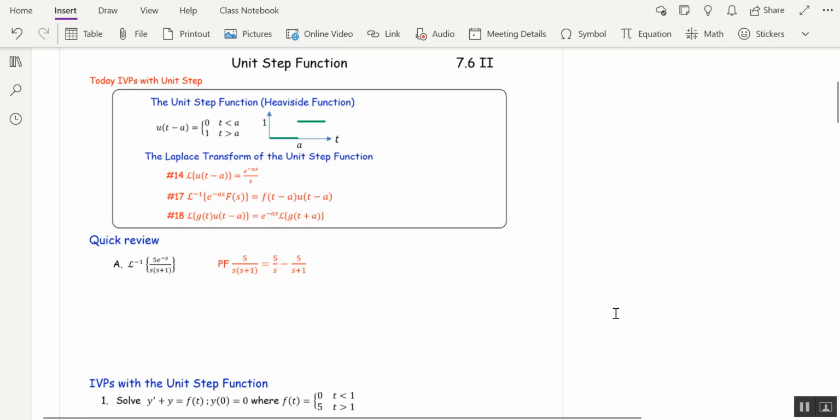Welcome back to the unit step. Today we're going to solve initial value problems. So let's just get started with a quick review.